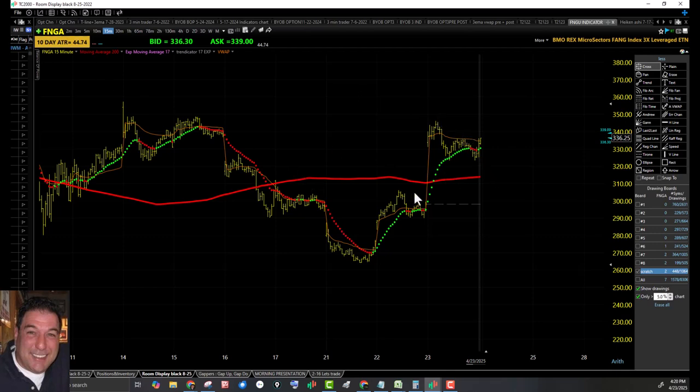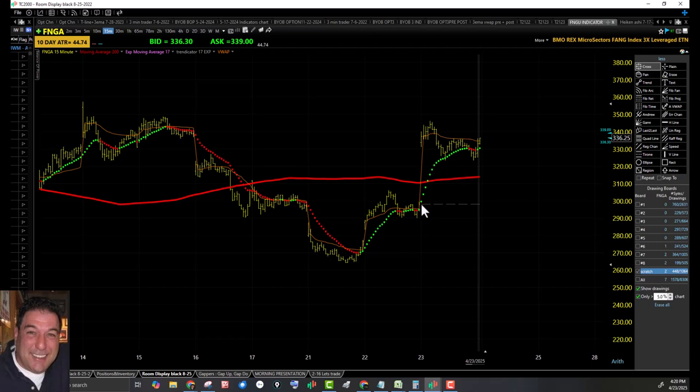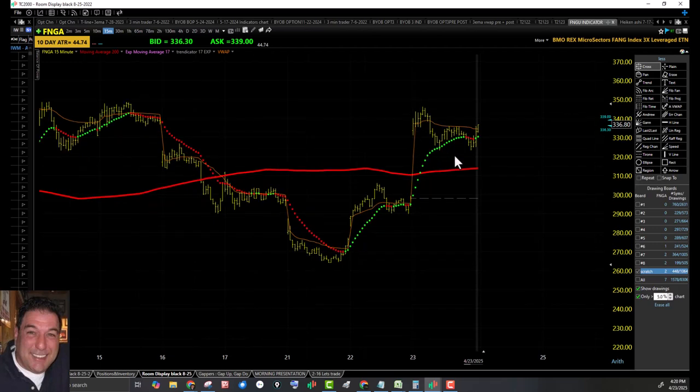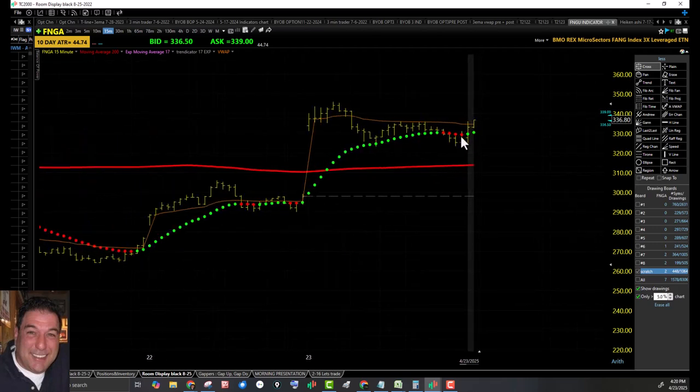So there's FNGA, green right out of the gate. Of course, we gapped up, took a little four martini lunch there. It came back and did some more, trying to get back up over VWAP, like that, FNGA.